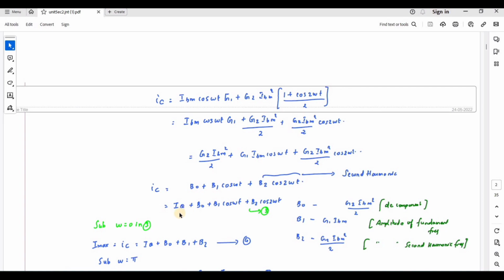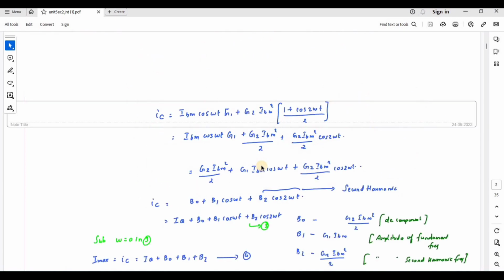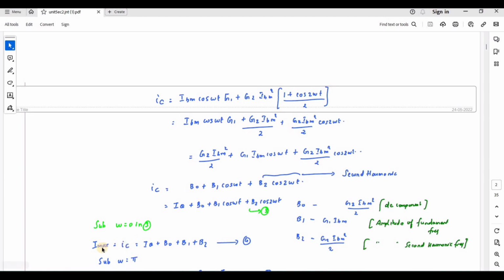First I am going to substitute the first point, omega t is equal to 0. If I substitute in this third equation, cos 0 is 1, so I will get IQ plus B0 plus B1 plus B2. This is your fourth equation. At omega t equal to 0, I will get the maximum value, that is Imax. So I am writing Imax is equal to IQ plus B0 plus B1 plus B2.